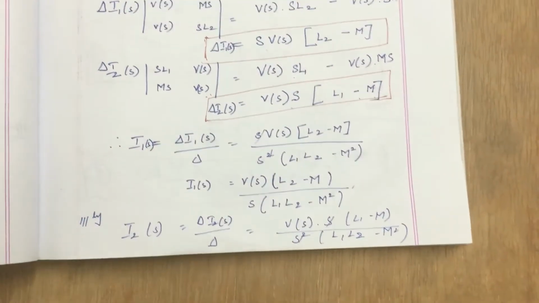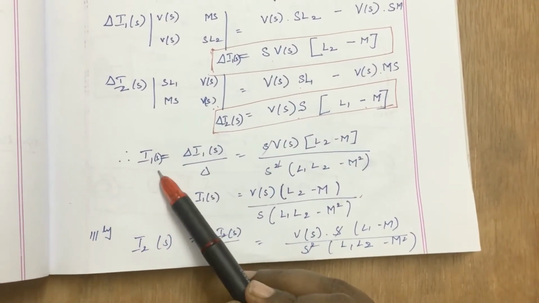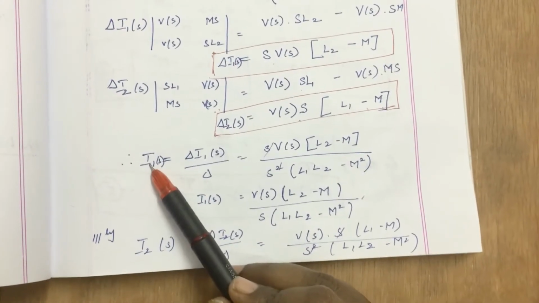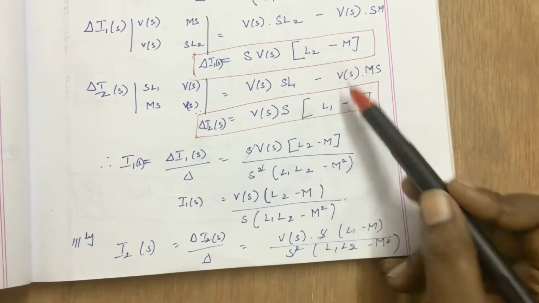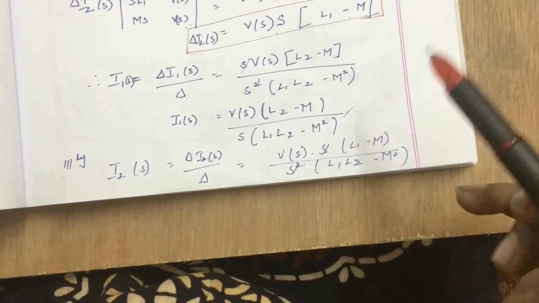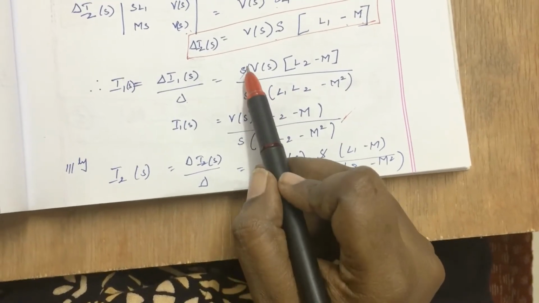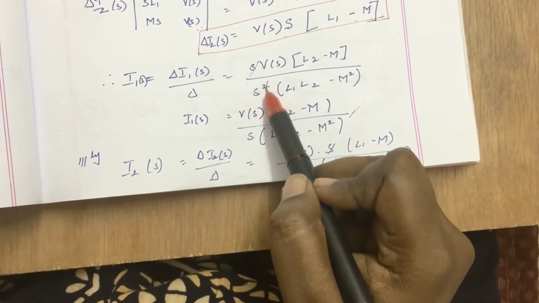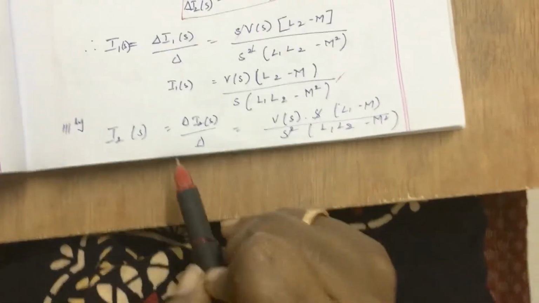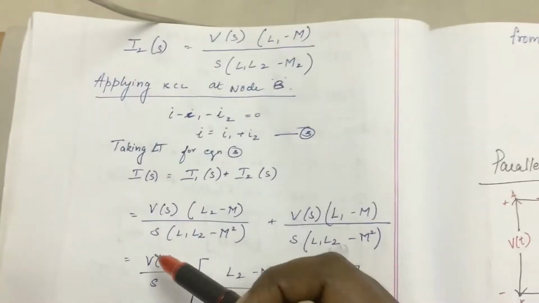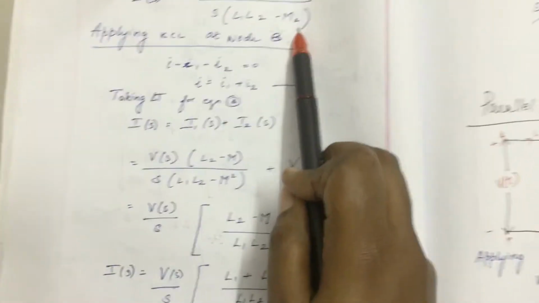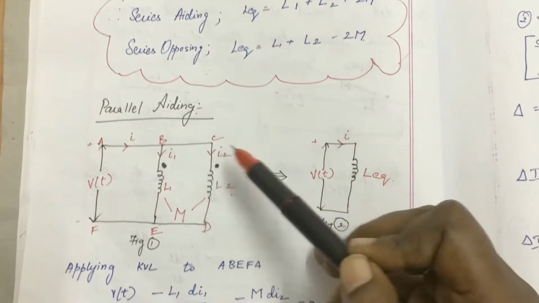Now I am going to find the currents by Cramer's rule. I1 is obtained as del I1 by del. From these equations, S and S square get cancelled, so I get my equation like this. Similarly, for I2, I get my equation like this.